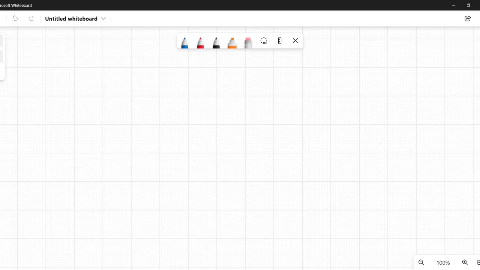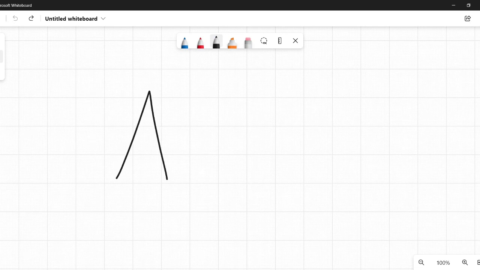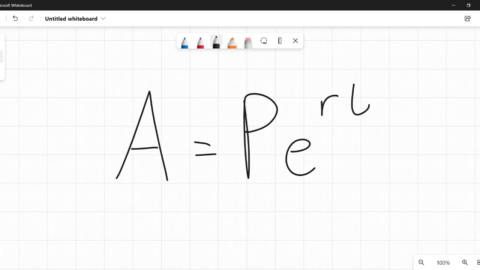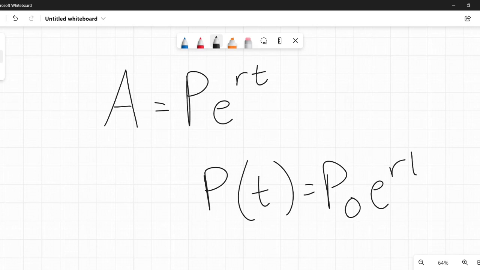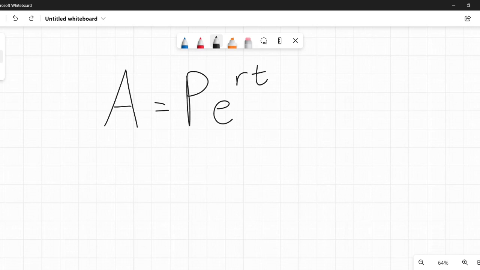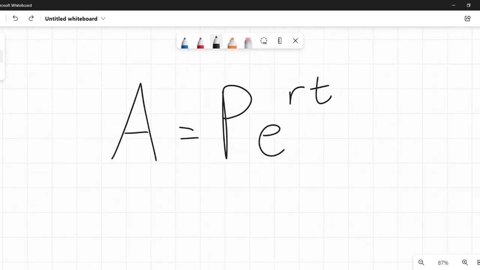You may see it written a couple different ways. This is the way that I learned it. A equals P times the constant E to the power of RT. You may also see it written something like this. It means the same thing. Same exact formula. So let's go through the pieces and see exactly what these pieces mean.